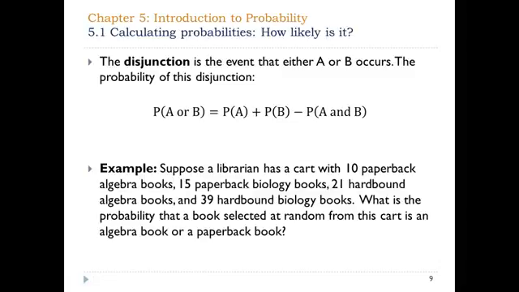Example. Suppose a librarian has a cart with 10 paperback algebra books, 15 paperback biology books, 21 hardbound algebra books, and 39 hardbound biology books. What is the probability that a book selected at random from this cart is an algebra book or a paperback book?